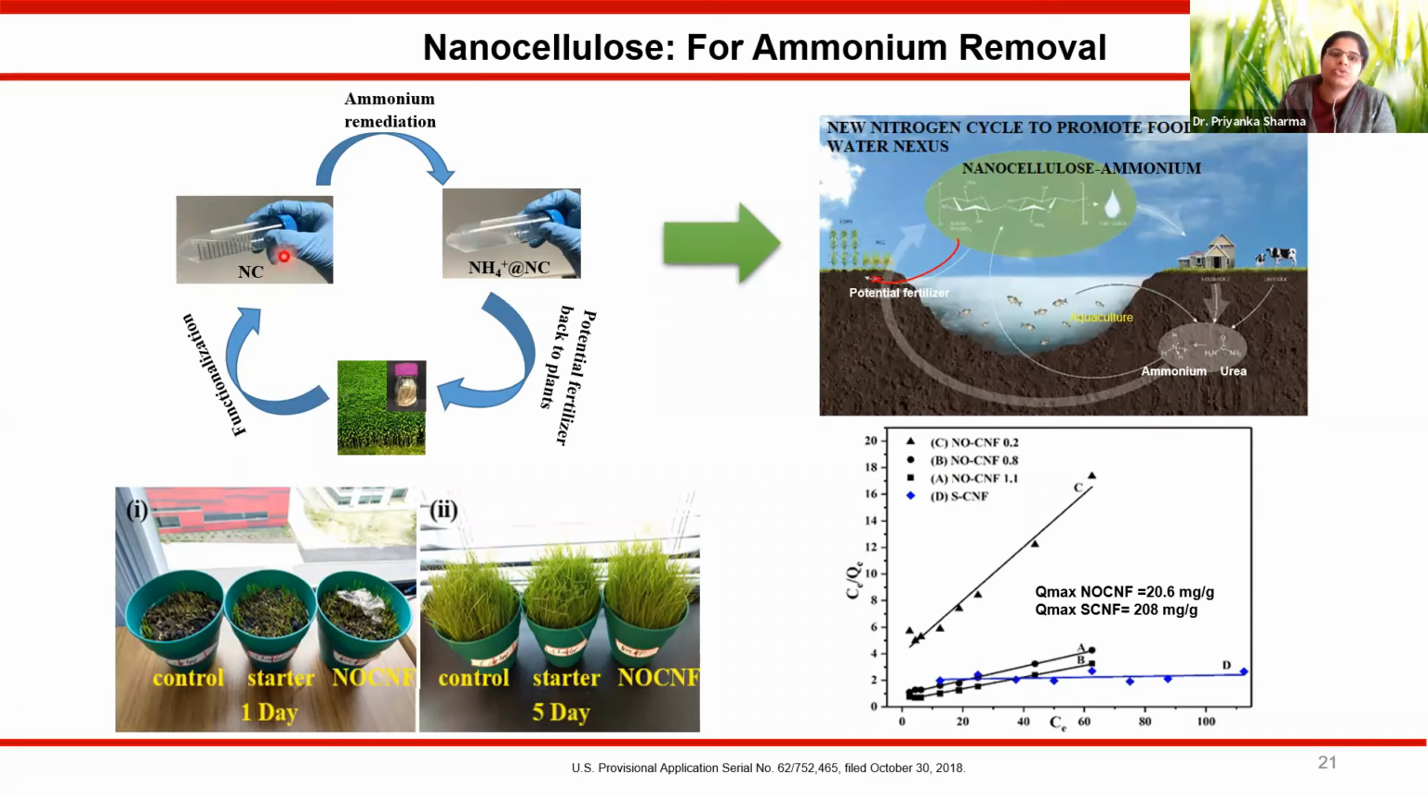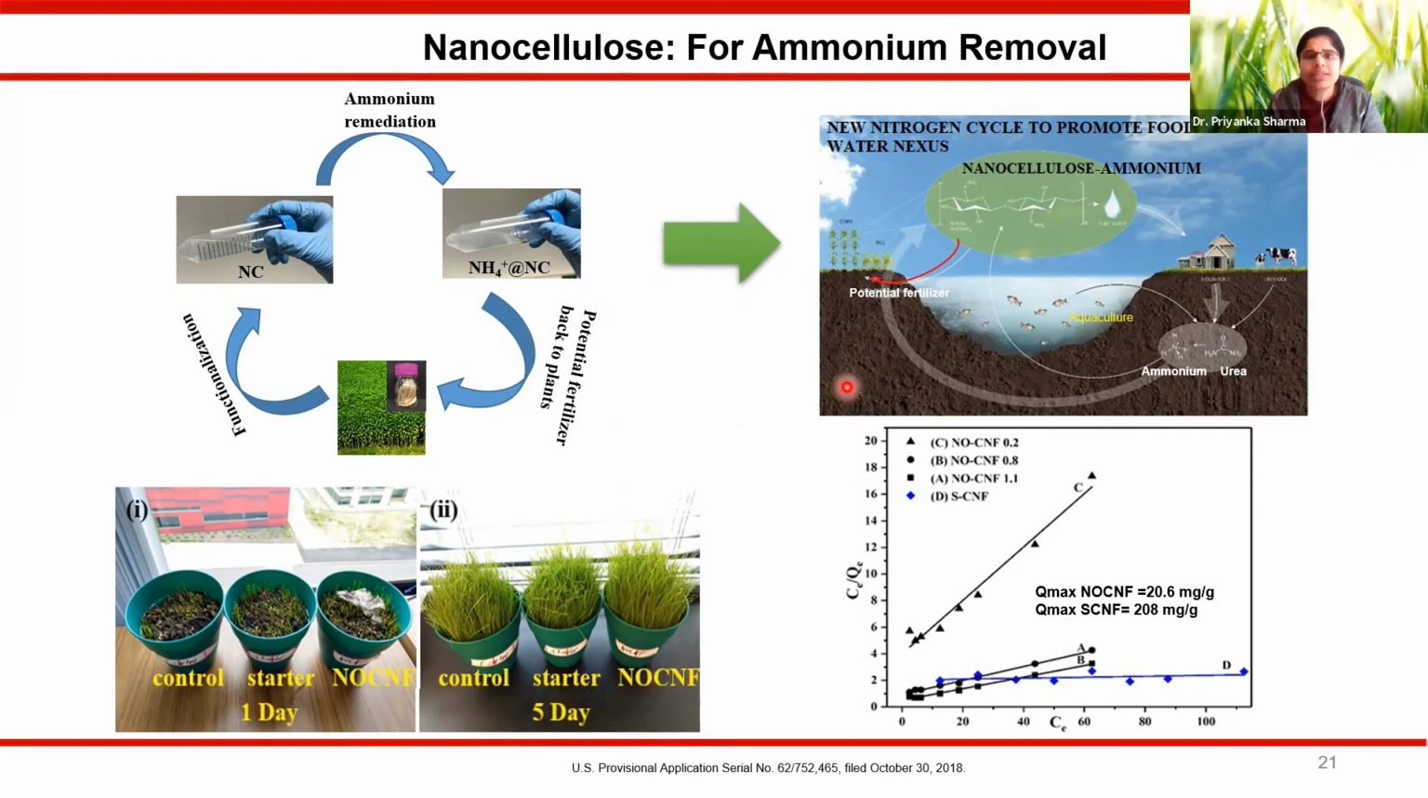Here we use only simple chemistry because our NOCNF is negatively charged. So we thought to use it to trap this ammonium from water, and we did, and it gave a very nice result. After having this ammonium and NOCNF complex, we thought this NOCNF is really acting as a good platform to capture the ammonium ion. So then we thought, why not use this material as a fertilizer? So we sent it back to the soil as a fertilizer, and you can see these are the growth of the grasses which we found when we used this ammonium-absorbed NOCNF in water.